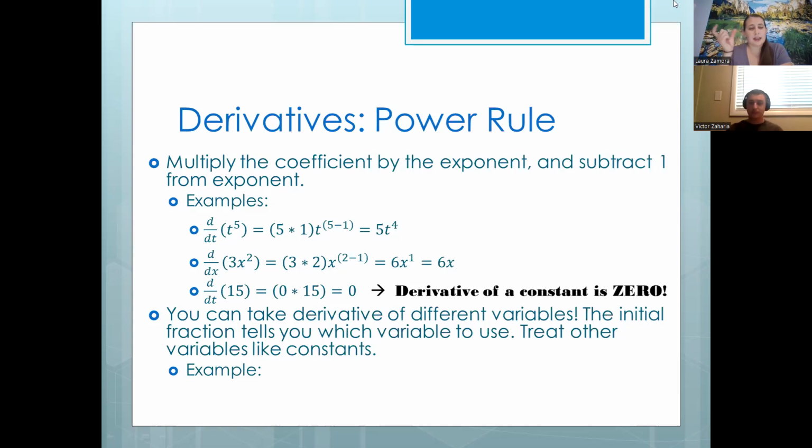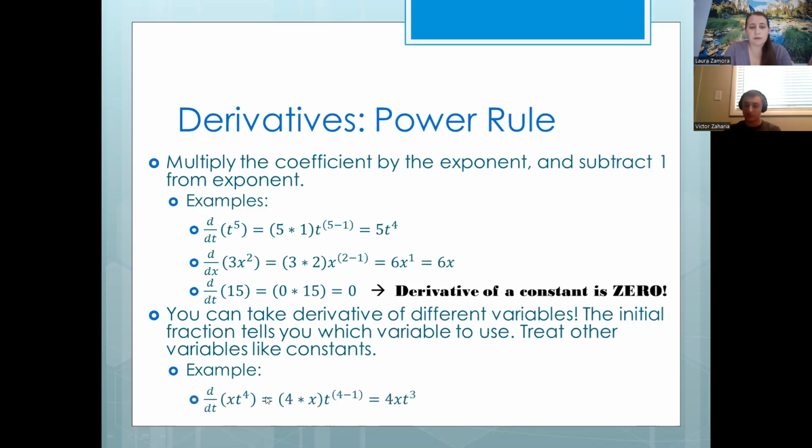Like I said, that initial notation, I call it a fraction. It's not really a fraction because we're not technically dividing. But that initial notation tells you which variable to use, and then we treat the other variables like constants. If you look at those 3 examples we've gone through, there's only one variable in the expression that we take the derivative of. That will not always be the case.